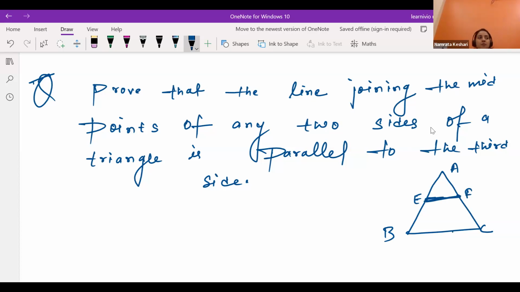You can use the basic proportionality theorem or maybe the converse of the basic proportionality theorem. Please use it and tell me, are you able to prove that EF is parallel to BC? We have to prove EF is parallel to BC. What is given over here? AE and EB are equal because E is the midpoint, and F is also the midpoint. Please do it now. It is very simple.